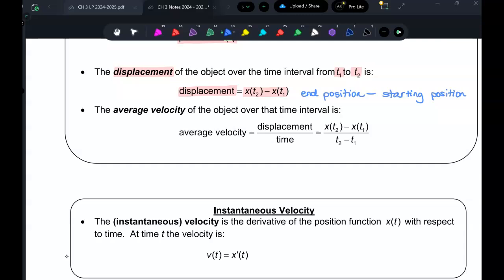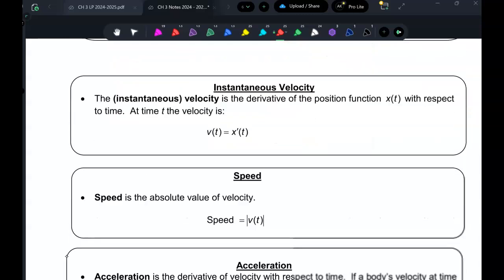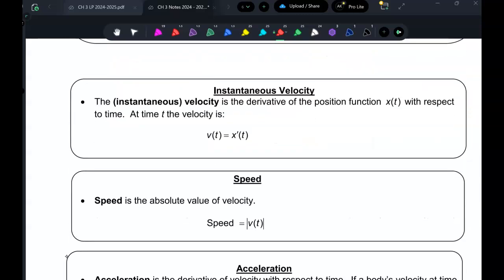Okay, average velocity. Average velocity is displacement over time. This is your f of b minus f of a over b minus a. This is the same thing as the slope of your secant line. Average rate of change, average velocity, we've already done. Good so far? Nothing surprising here.